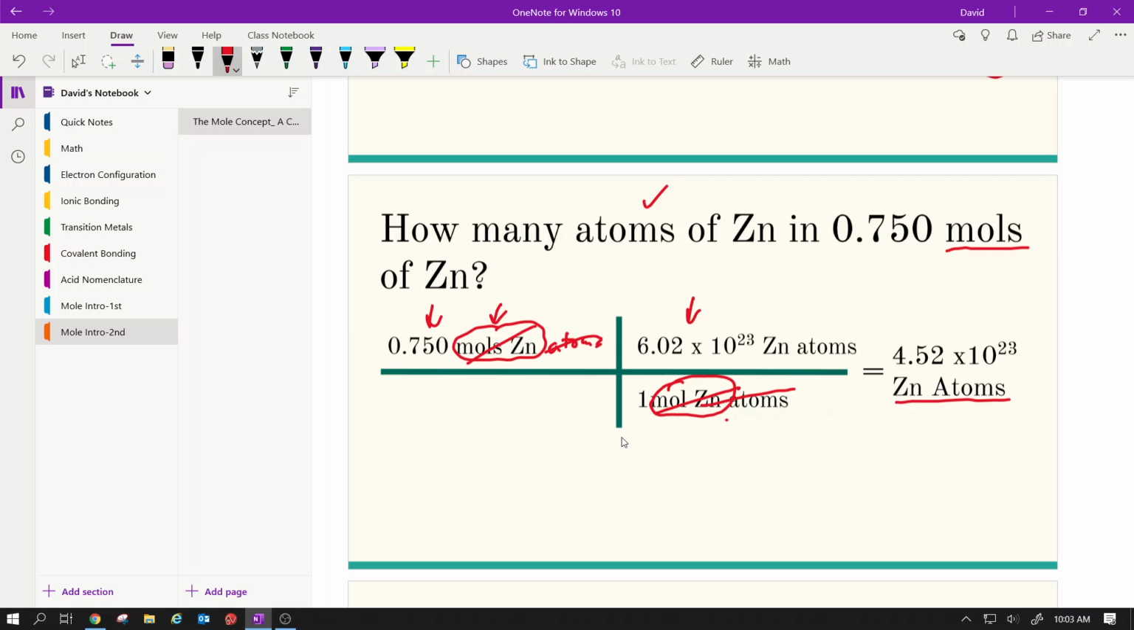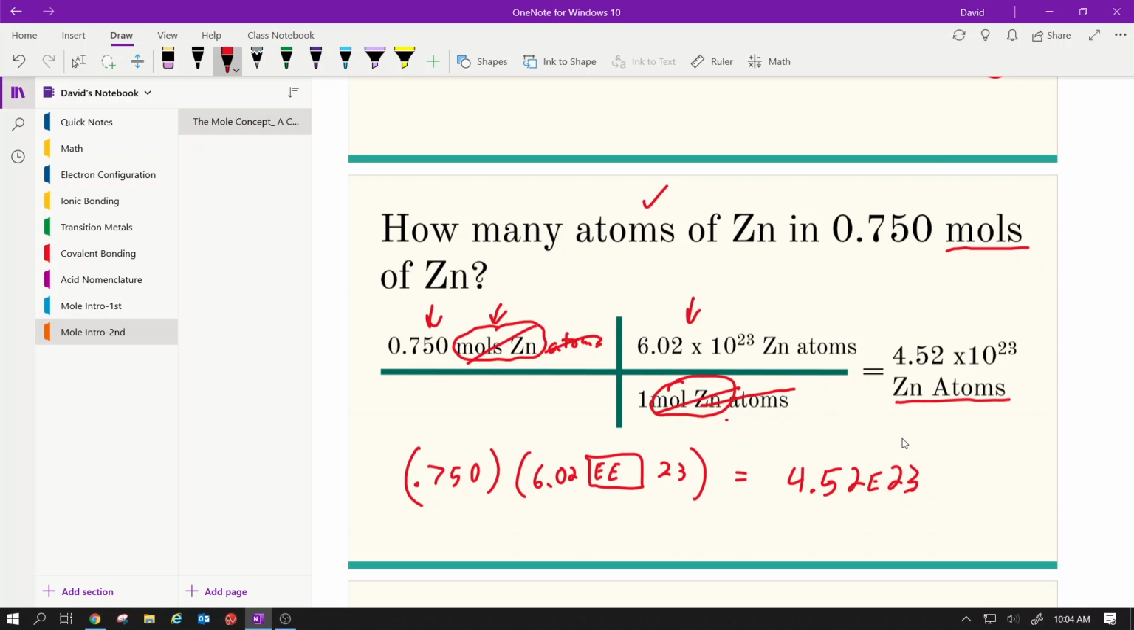Okay? Yes, ma'am? So in the calculator, you put 0.750 times 6.02 equals 23? Yes. In my calculator, I would put 0.750 times 6.02, and then I would hit my double E button. That may be my favorite button on the calculator. 23. And the way it will read out in your calculator is 4.52 E 23. And that E again means times 10 to the power of.